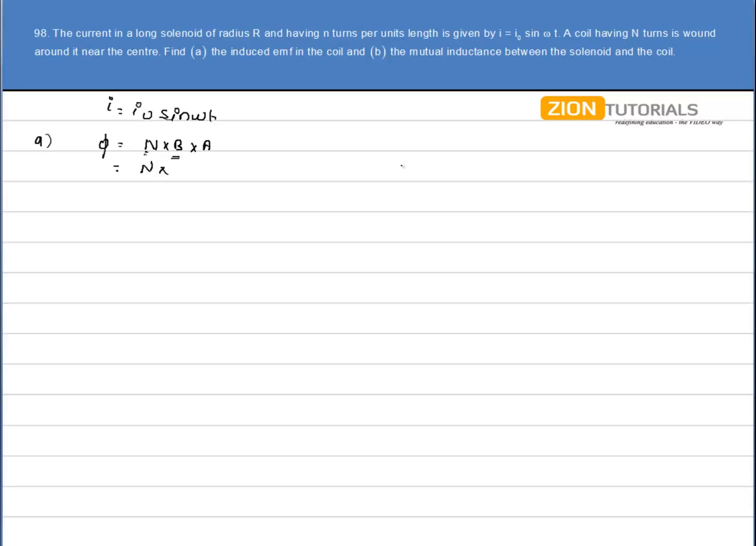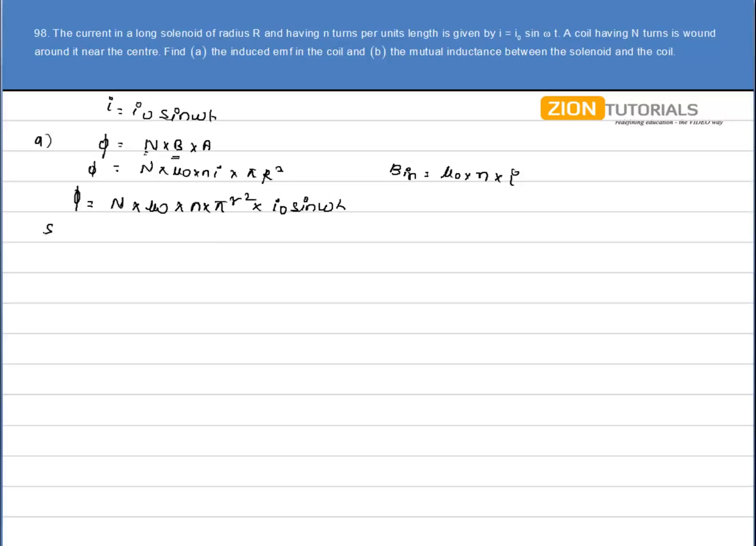Now in the solenoid we know that the magnetic field inside is given by mu naught, number of turns per unit length on the solenoid, into the current through it. So magnetic field is mu naught n I into area, that is pi r square. Fine, so this is the flux that is passing. On substituting the value of I, I have N into mu naught n into pi r square into I naught sine omega t.